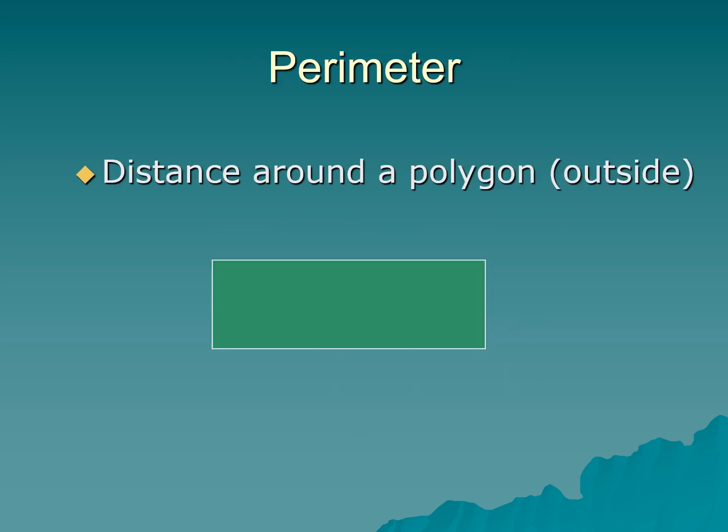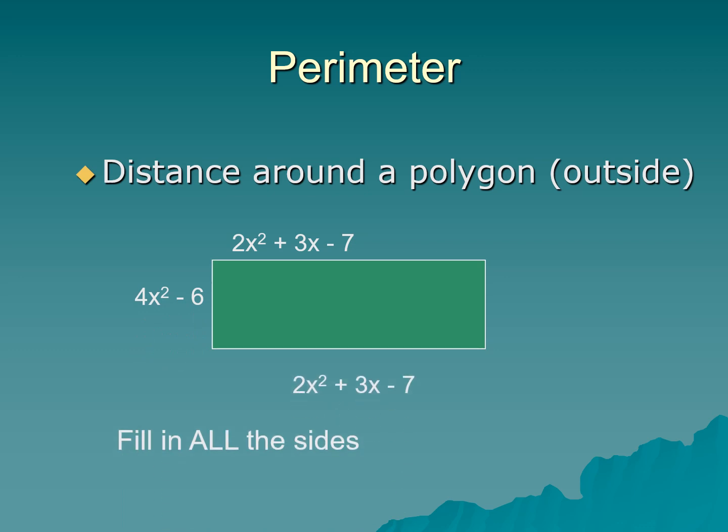Okay. This can also be applied to perimeter because remember, perimeter is just adding all the sides. So the first thing I would do is use the properties of a rectangle. In a rectangle, opposite sides are congruent, so you can use that to find all the sides.